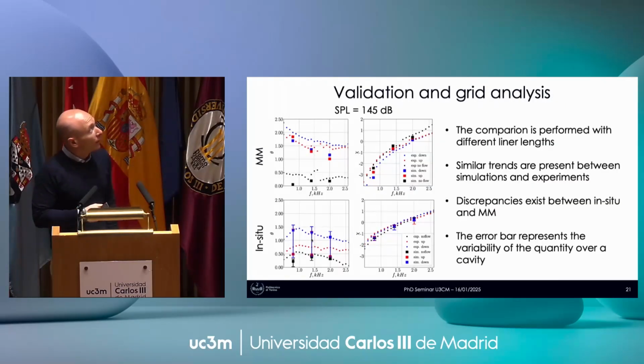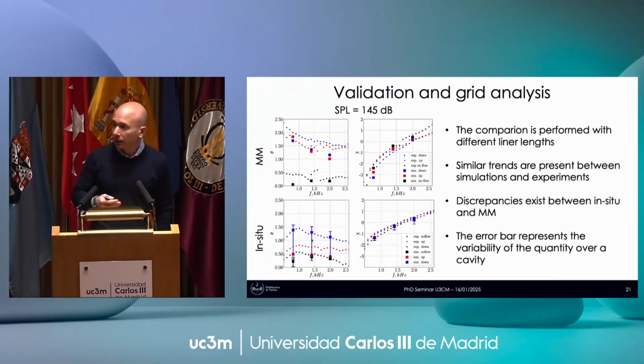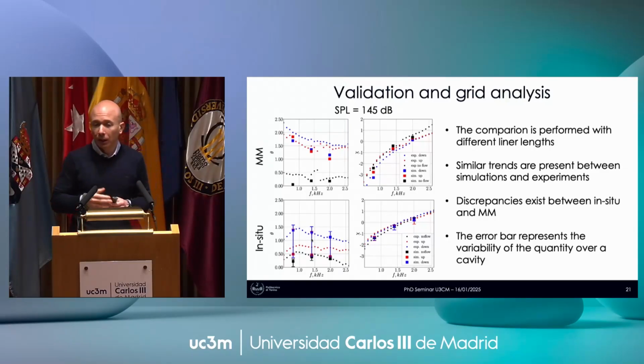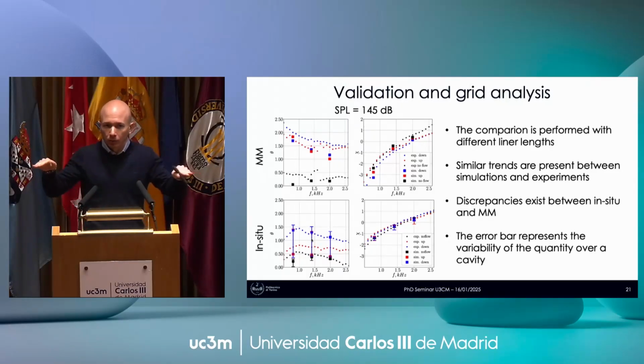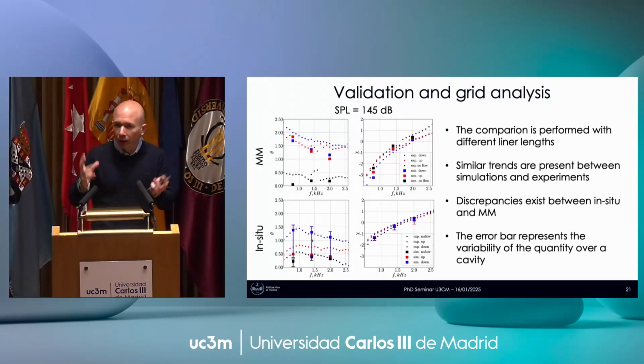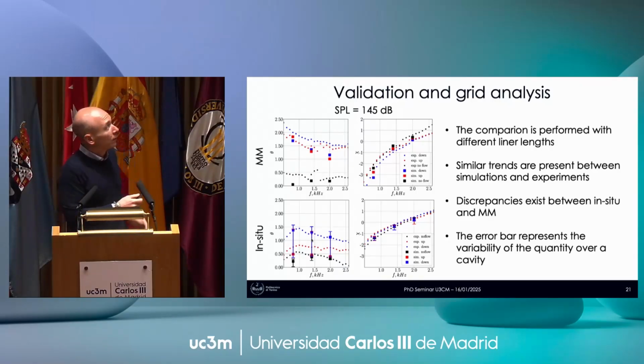So then we decided to apply to the numerical database the same eduction techniques as we did in the experiments, in particular the KT and also the mode matching. Why do we use these other techniques? Because they provide more or less an average value. They assume that the surface has a uniform impedance, and then we get more or less an average value of what's happening on the surface.